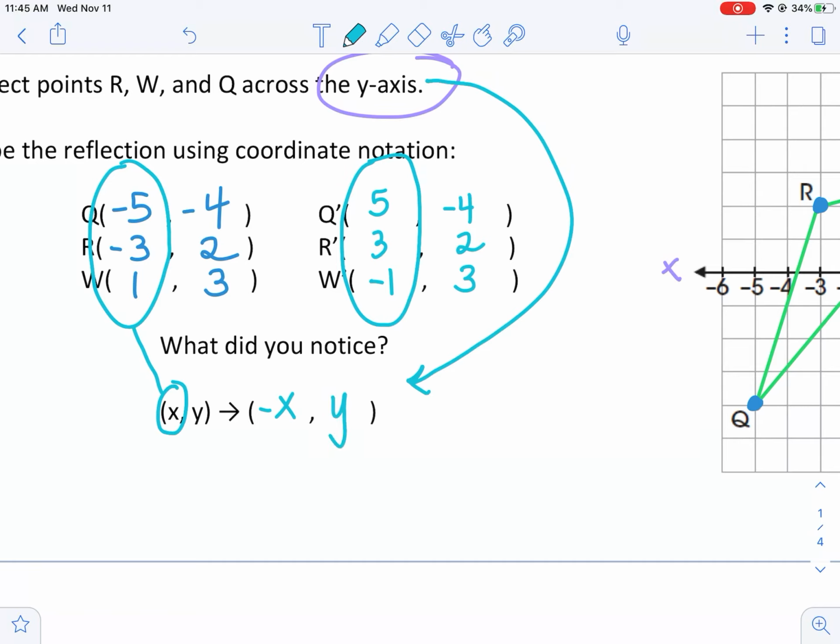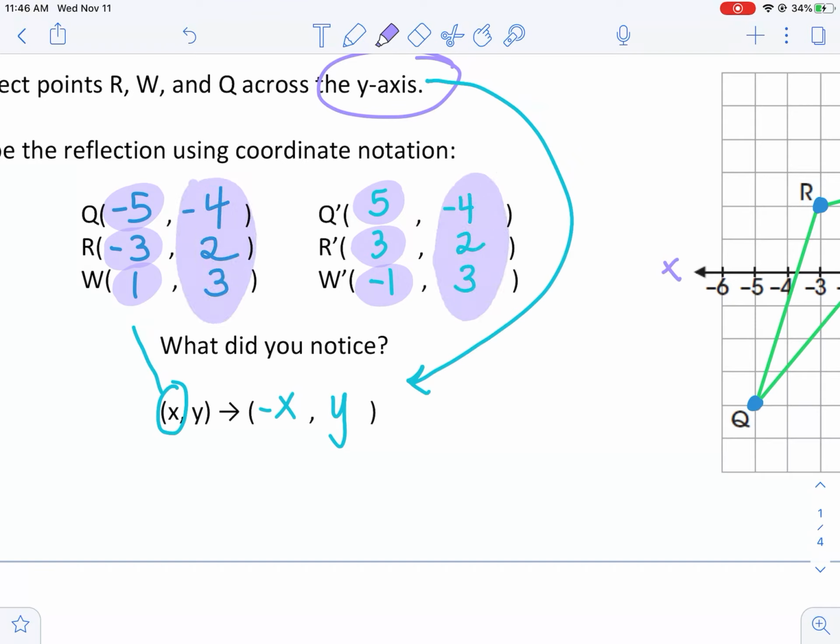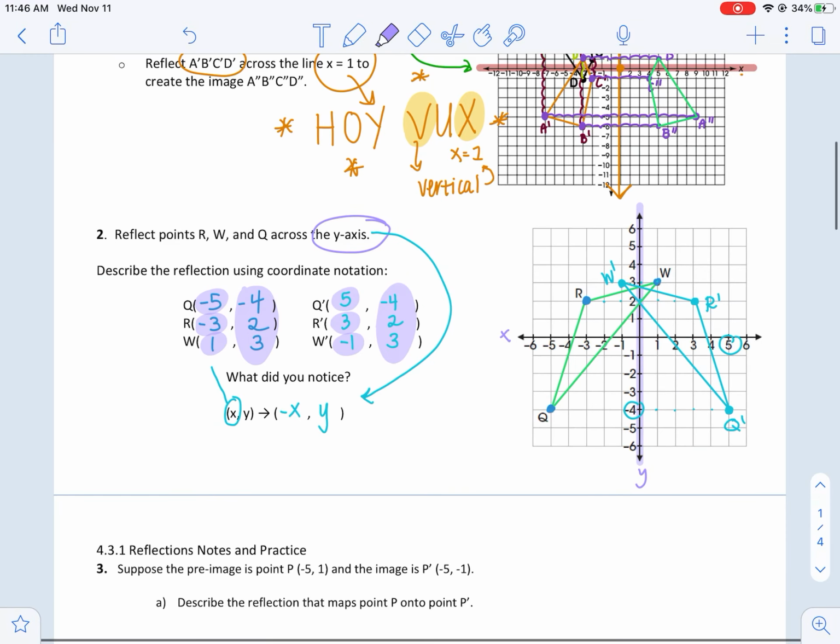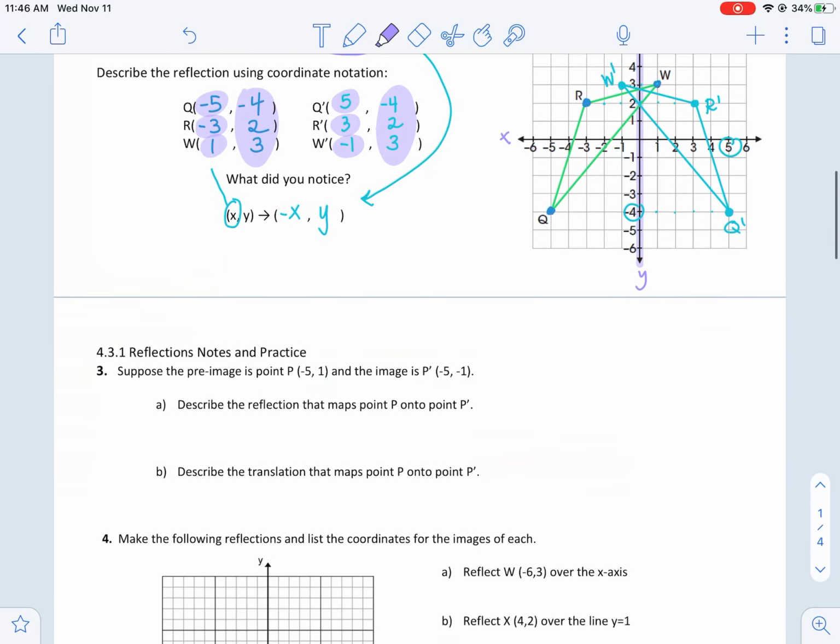Okay? So, let's take a look. Oh, I got rid of my 5. Let's take a look just to make sure. Negative 5 becomes positive 5. Well, a double negative would be positive, so that works out. Negative 3 becomes positive 3. Good, checks out. And positive 1 becomes negative 1. Yeah, all those x's turned negative, while all the y's stayed exactly the same. Huh. Interesting. Something to hold on to. Okay, let's keep moving.